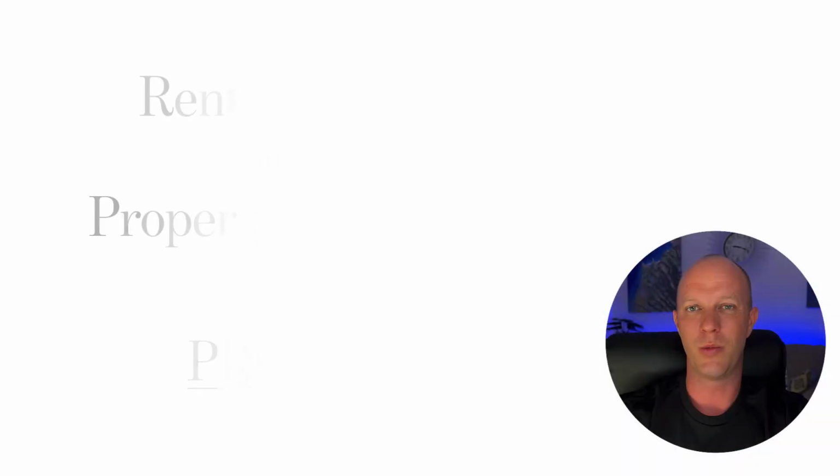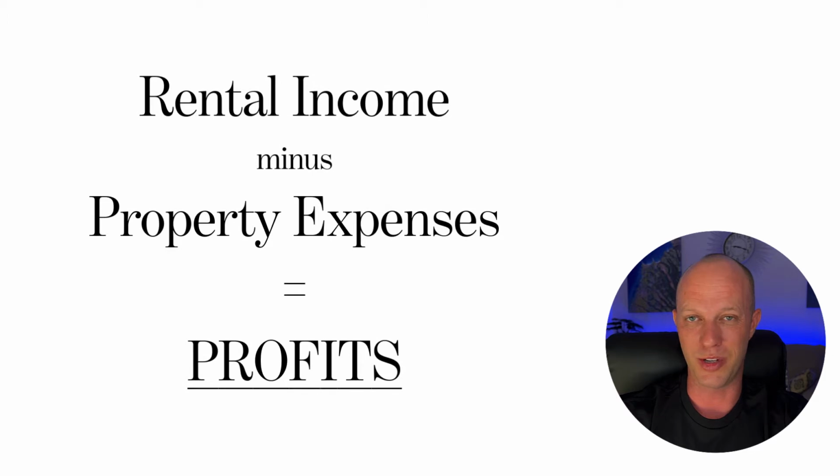So obviously, rental income profits is a simple equation. It's the rental income minus the property expenses. But where do you start? How would you know what to project as far as rental income for any given property? And where do you find the expenses? What expenses should you consider? Let's dig into it.